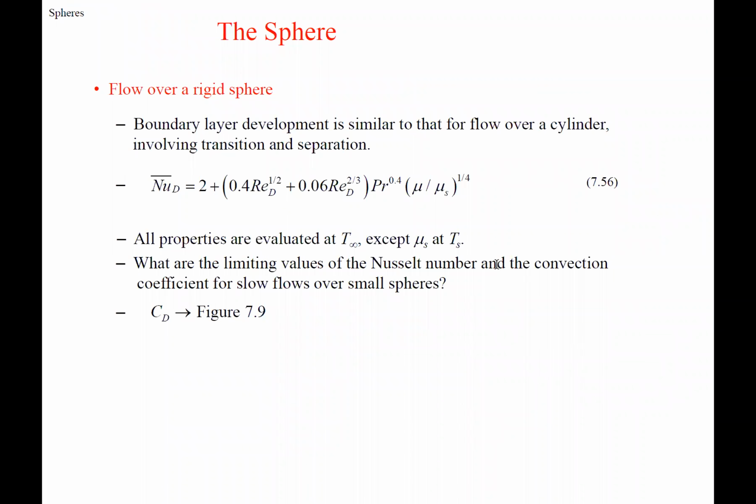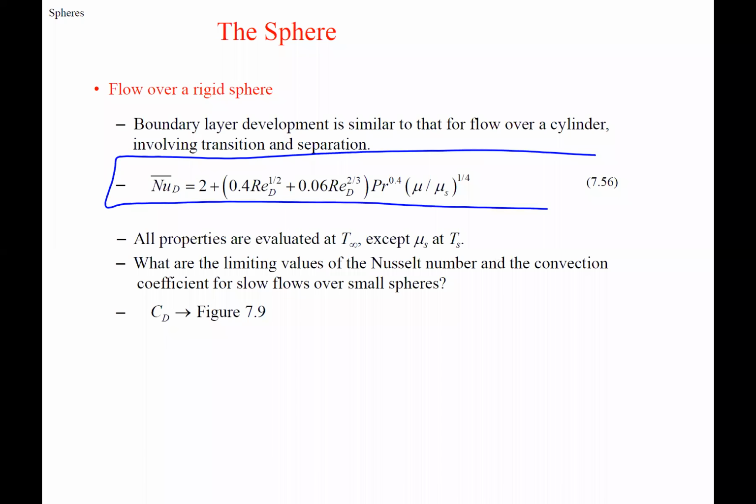Sphere is very similar to a cylinder, and we have our equation right here. Anyways, we have our equation you're seeing on the slides. It's similar to boundary layer development, with pressure change similar to flow over a cylinder, and we get our Nusselt number relationship. All these properties are evaluated at T infinity, except for the dynamic viscosity, which is at the surface temperature.